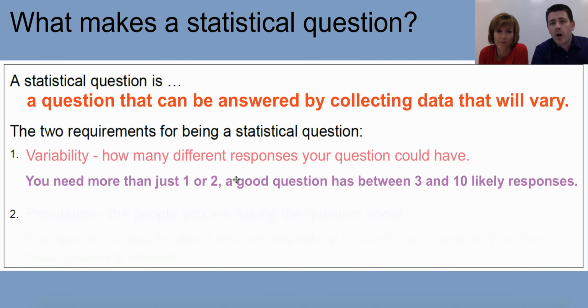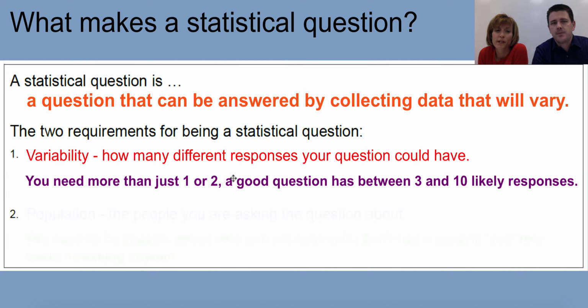There are two requirements for being a statistical question. The first is something called variability. It's how many different responses your question could have. So we want something that's going to give us more than just one or two possible answers. A good question has somewhere in between 3 and 10 good answers.